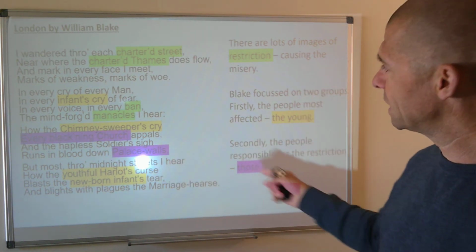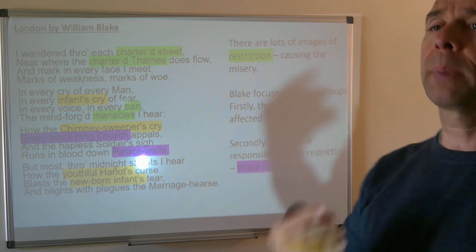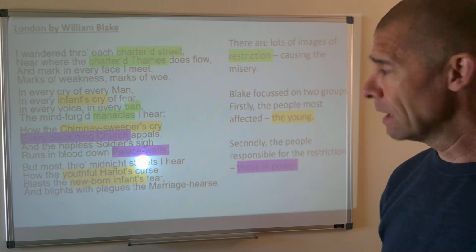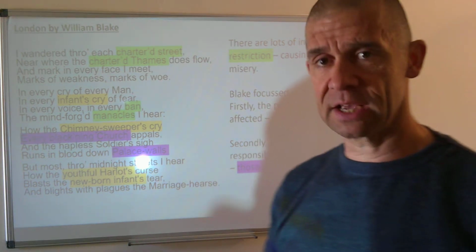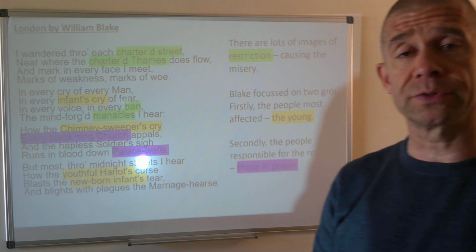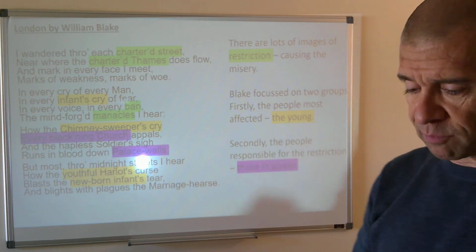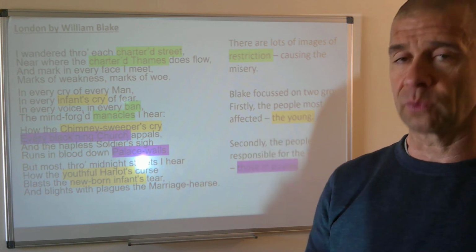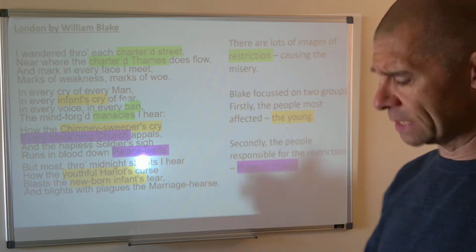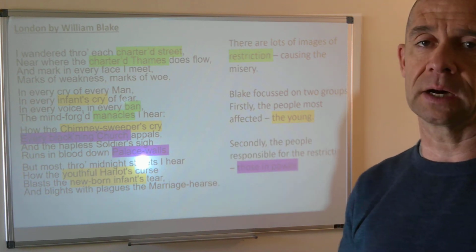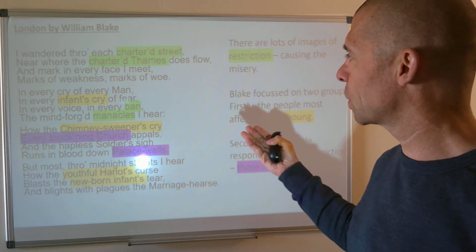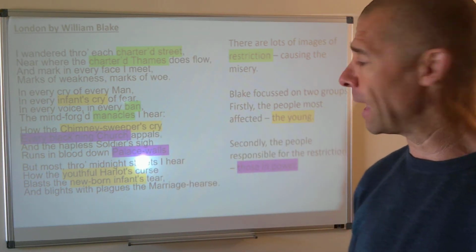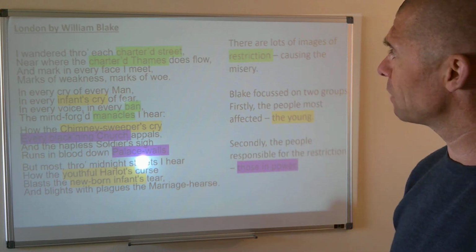And then we see highlighted in purple here who Blake feels is responsible. Those in power, the church and the palace. Of course, the palace here representing both government and royalty. Of course, we think of government sitting in the Houses of Parliament, but that's of course called the Palace of Westminster. And we see this idea that Blake's pointing the finger. He's saying, look, this is what the restrictions are causing, this misery. This is who it's affecting, and these are the people who we should be looking at to blame. So there's my third language point.